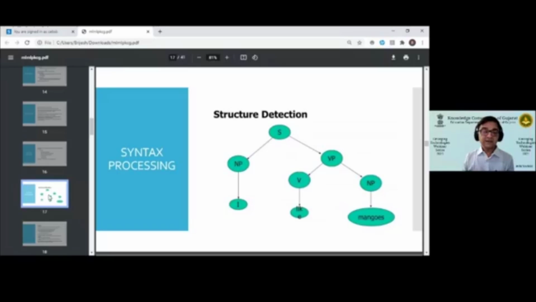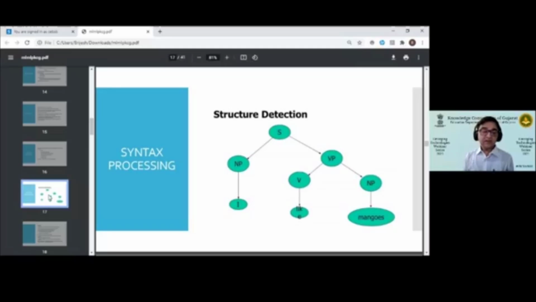Usually sentences follow strict grammar rules to structure words. For example, English follows subject, verb, object. So first is subject, then verb, then object. Like I like mangoes. So I is a noun, the subject, like is a verb, and mangoes is again a noun, the object. So the subject, verb, object property is followed in the case of English active voice.